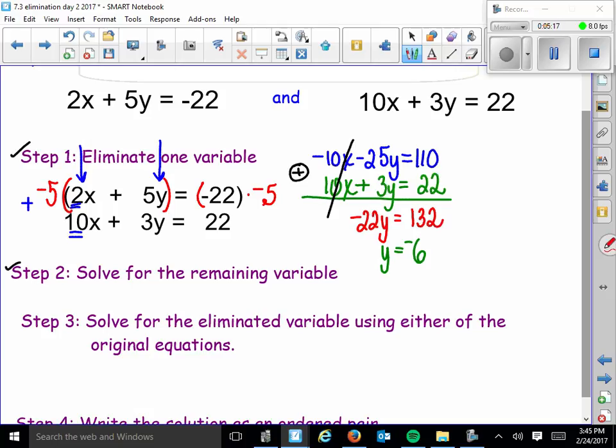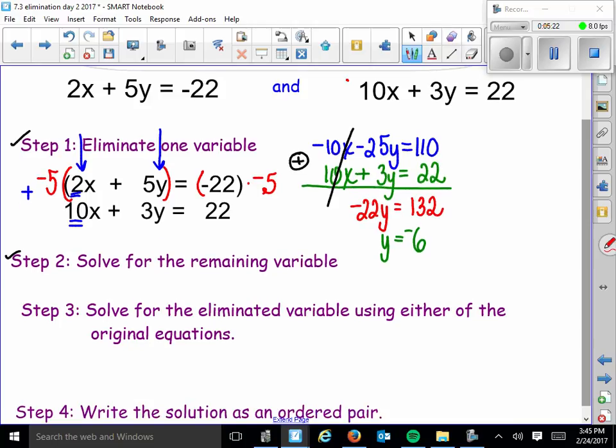We can use either the first or the second equation. It does not matter at all which one we choose. I'm just going to use the first one. So I know that 2x plus 5, and y is equal to negative 6, must be equal to negative 22. I'm going to solve this equation. To solve it, I'm going to combine 5 times negative 6, so minus 30 equals negative 22. Then I'm going to add 30 to each side.